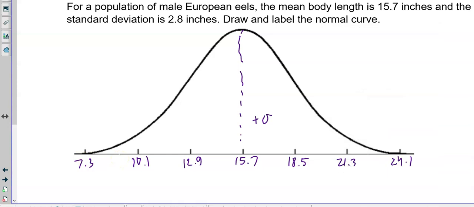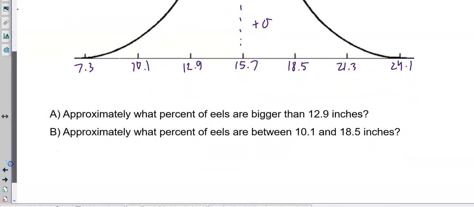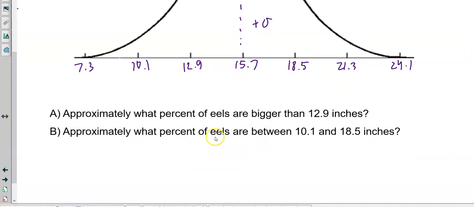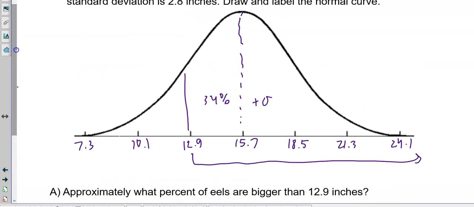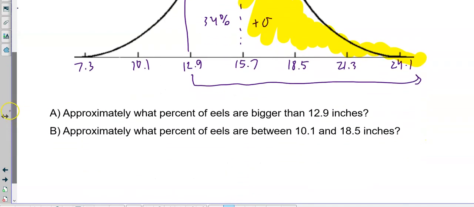So now it asks a little more detailed question here. It says, approximately what percent of eels are bigger than 12.9? So 12.9 is here, and we want all that area that way. Well, if you remember, this is 34%. You know all those percentages, but if you look at the big picture, isn't this exactly half the data if you go to the right of 15.7? It splits it in half. So that's 50% of the data plus 34 is exactly 84. So the answer to this first question is 84%.